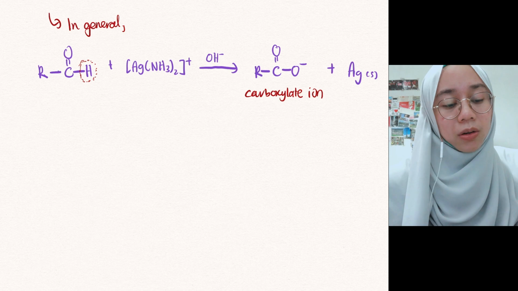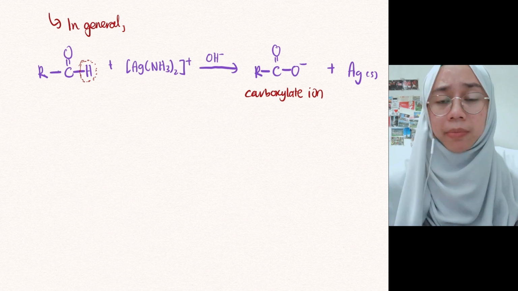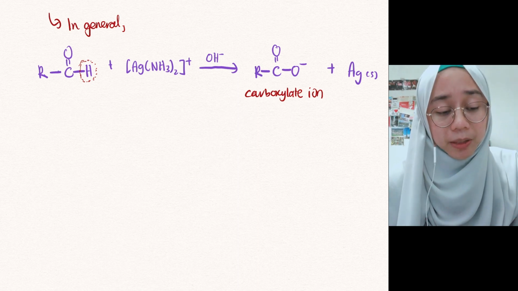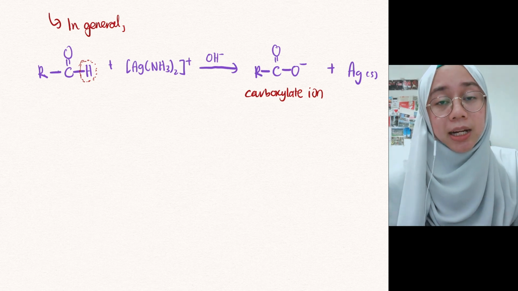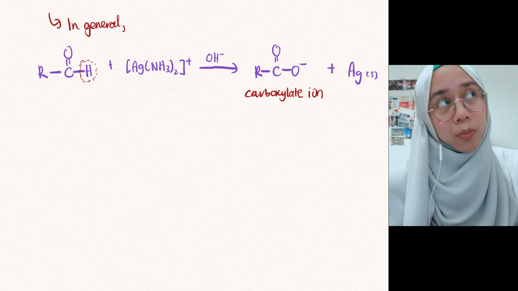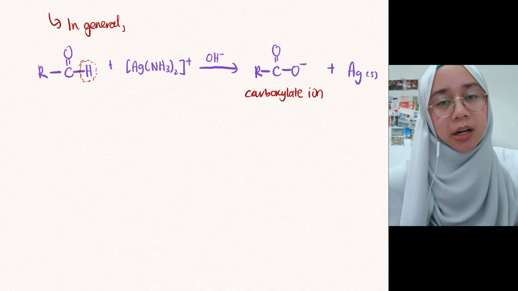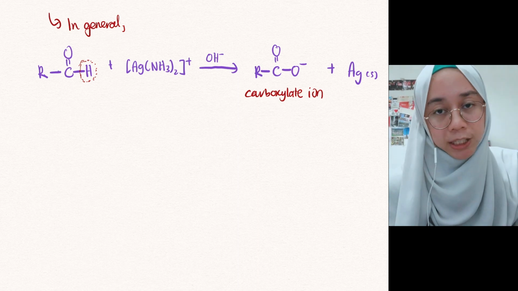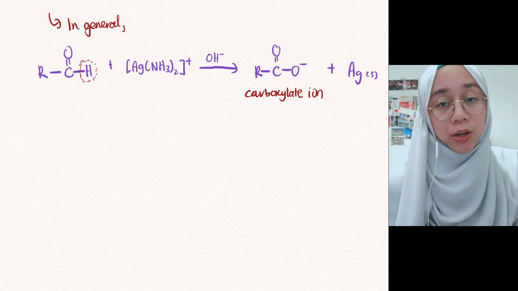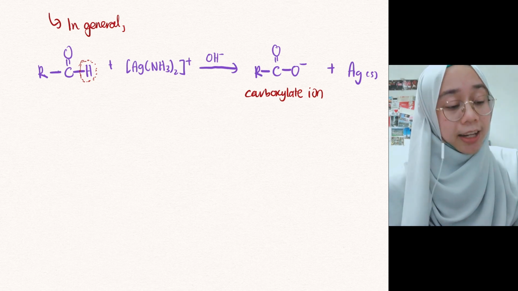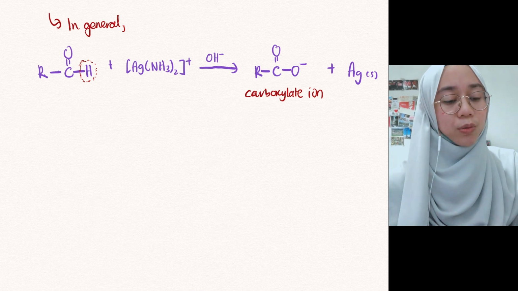Okay, so equation ni tak balance lagi sebenarnya. Okay, if you're wondering apa berlaku dengan ammonia, sebenarnya kita ada hasilkan side product yang lain, ammonia and water, tapi somehow side product tu tak penting sangat untuk equation Tollens test kita ni. So cukup untuk kamu just tulis the carboxylate ion and also the silver. Okay, solid, make sure dia solid. Sebab kita hasilkan itu adalah precipitate, so dia adalah solid.